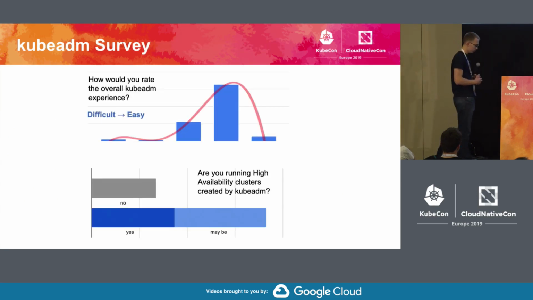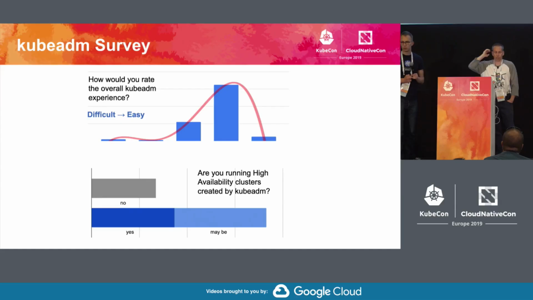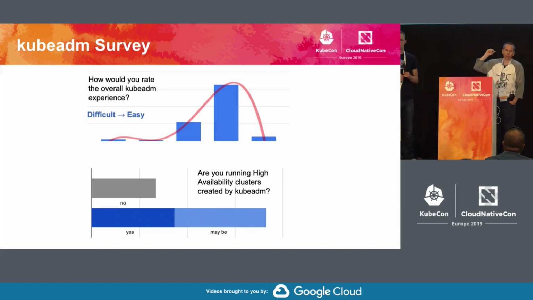So after the 1.13 release of GA, we did a survey. And the general survey was that the usability was really good. So that was interesting and good. And the common feedback we had was that high availability deployments, and ease of use of high availability deployments, was the most common thing that people requested.